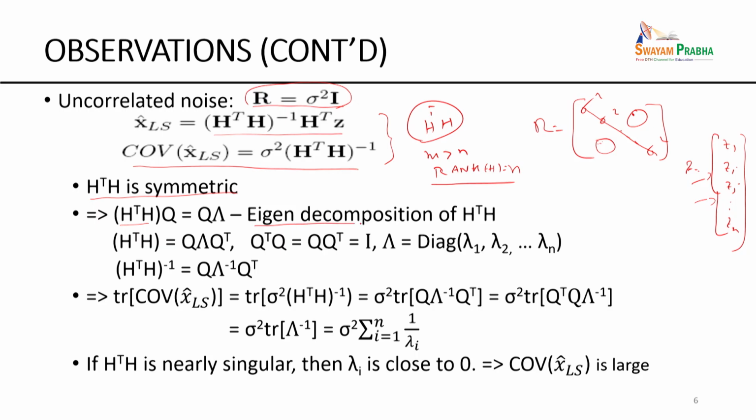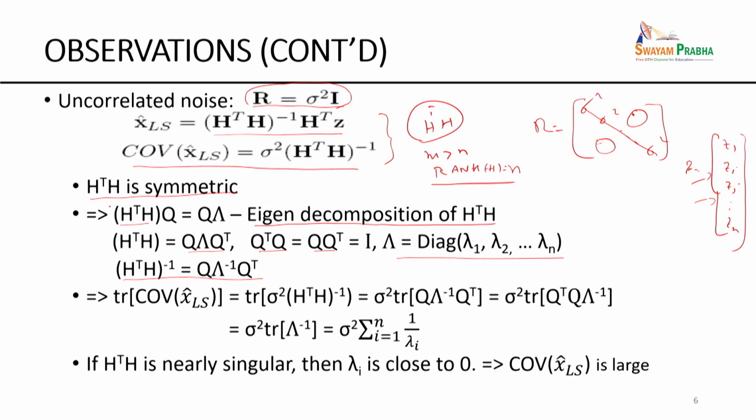I can do an eigen decomposition of H transpose H. I am going to call the eigenvectors the columns of Q. Earlier I had called it V, now I am calling it Q. After all, the concept is the same, I can use different symbols to represent it. So H transpose H Q is equal to Q lambda. So H transpose H is equal to Q lambda Q transpose, and Q is an orthogonal matrix. Lambda is a diagonal matrix, and the inverse of H transpose H is equal to Q lambda inverse Q transpose.